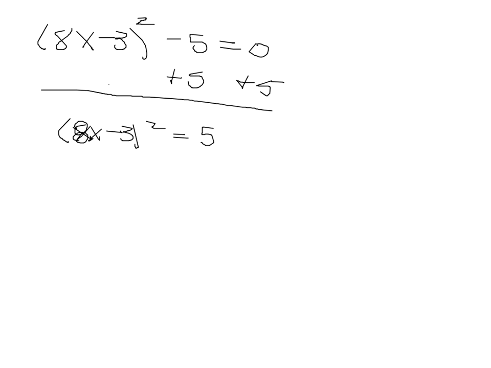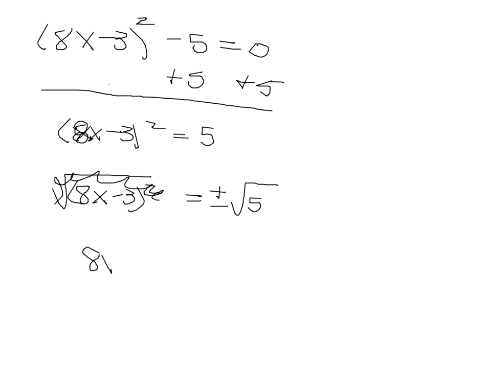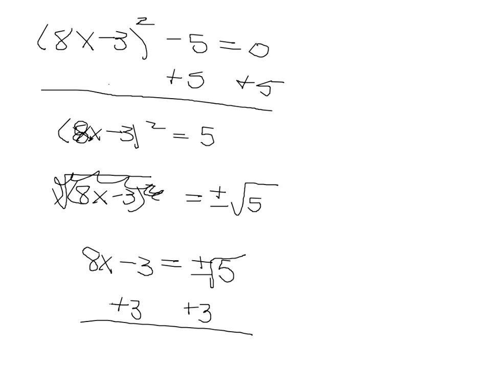And so we get (8x - 3)^2 = 5. We take the square root of both sides. And on the side with the 5, it's plus or minus the square root of 5. So the square and the square root cancel: 8x - 3 = plus or minus the square root of 5. Next, I add the 3 to both sides, and I get 8x = 3 plus or minus the square root of 5.